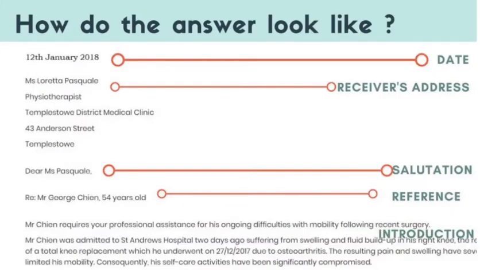Now, how would an answer look? The case note was the question. How do we answer this question? So we begin by writing a date. We can write 12 January 2018, that is the day of the discharge. So that we write here.